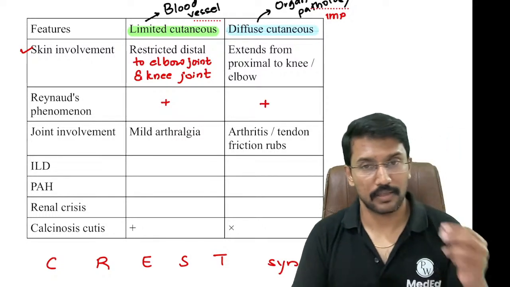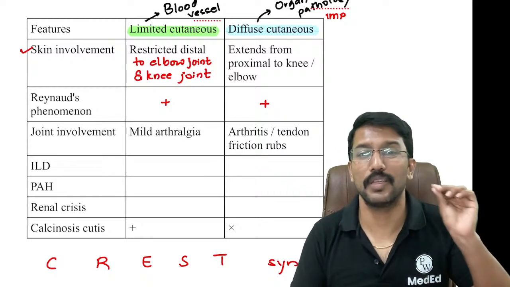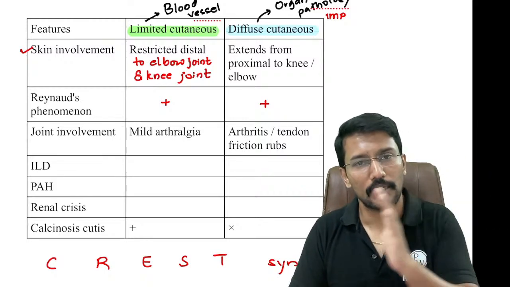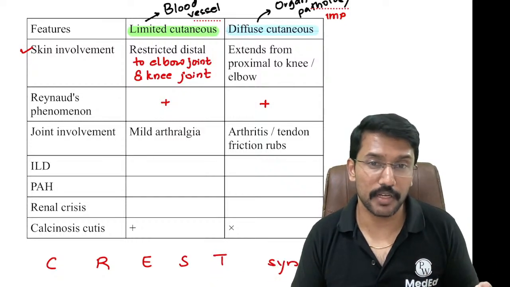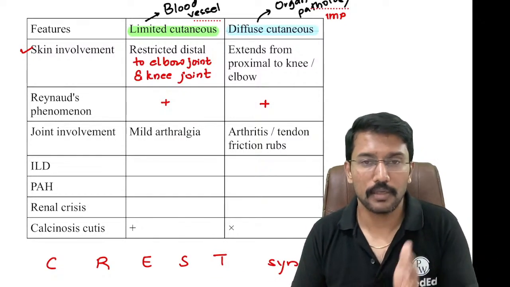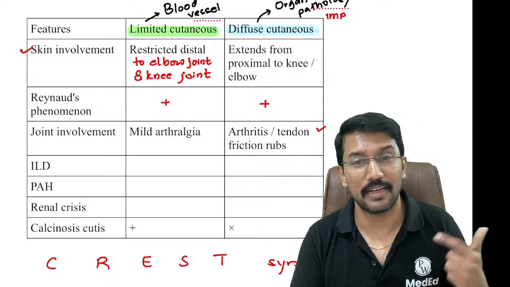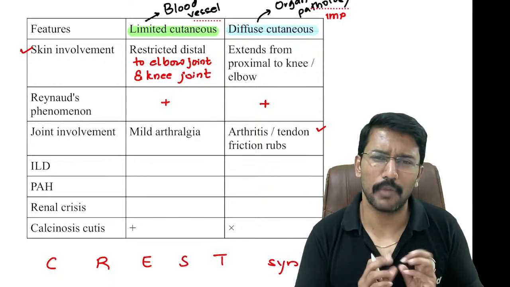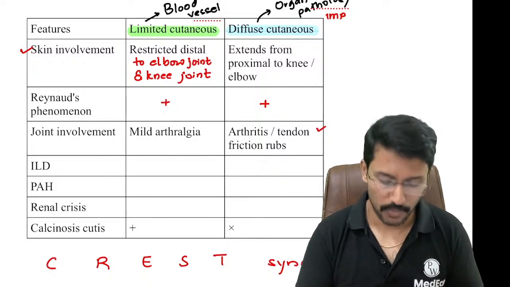Okay. But the involvement of joint, I have already told you, in limited, always think of the blood vessels, right? And when it comes to diffuse, think of other organs involved. So joint involvement is more common and more severe with the diffuse cutaneous. That is why we see arthritis and tendinitis. We will only see mild joint pain, not obvious arthritis, in patients with limited cutaneous, right?